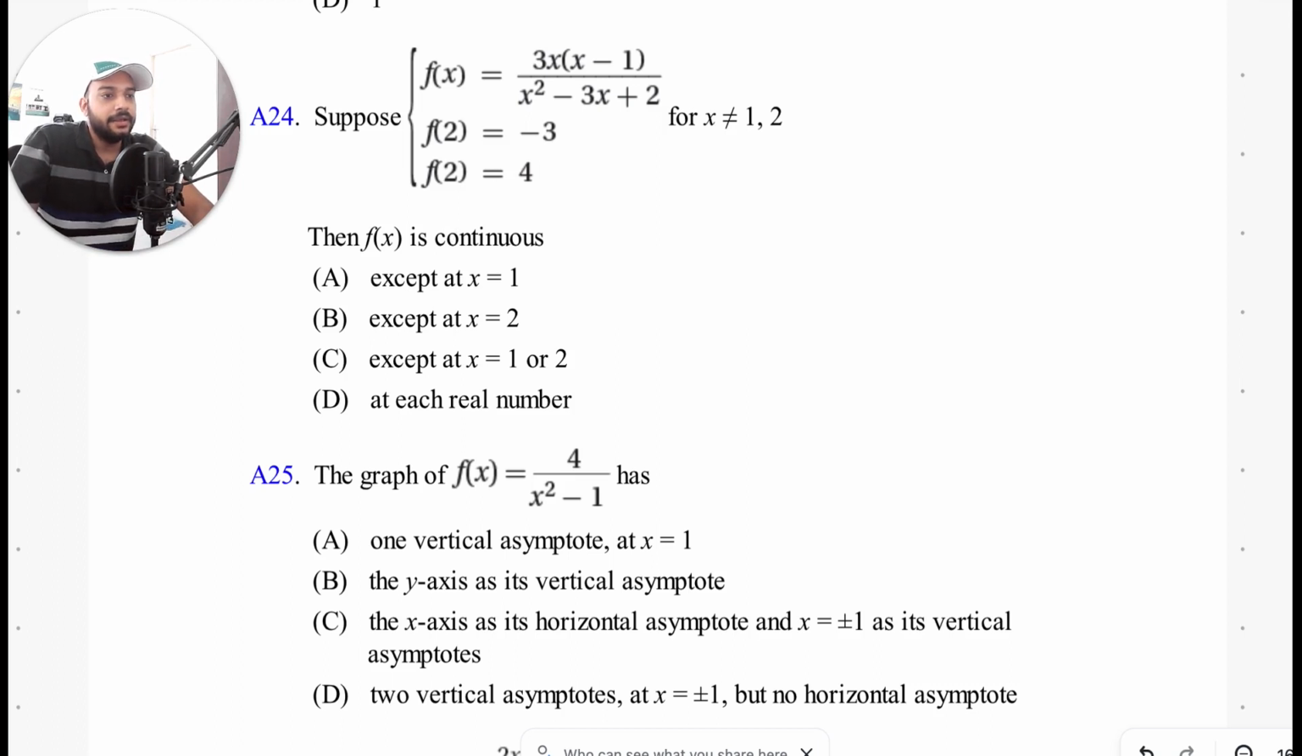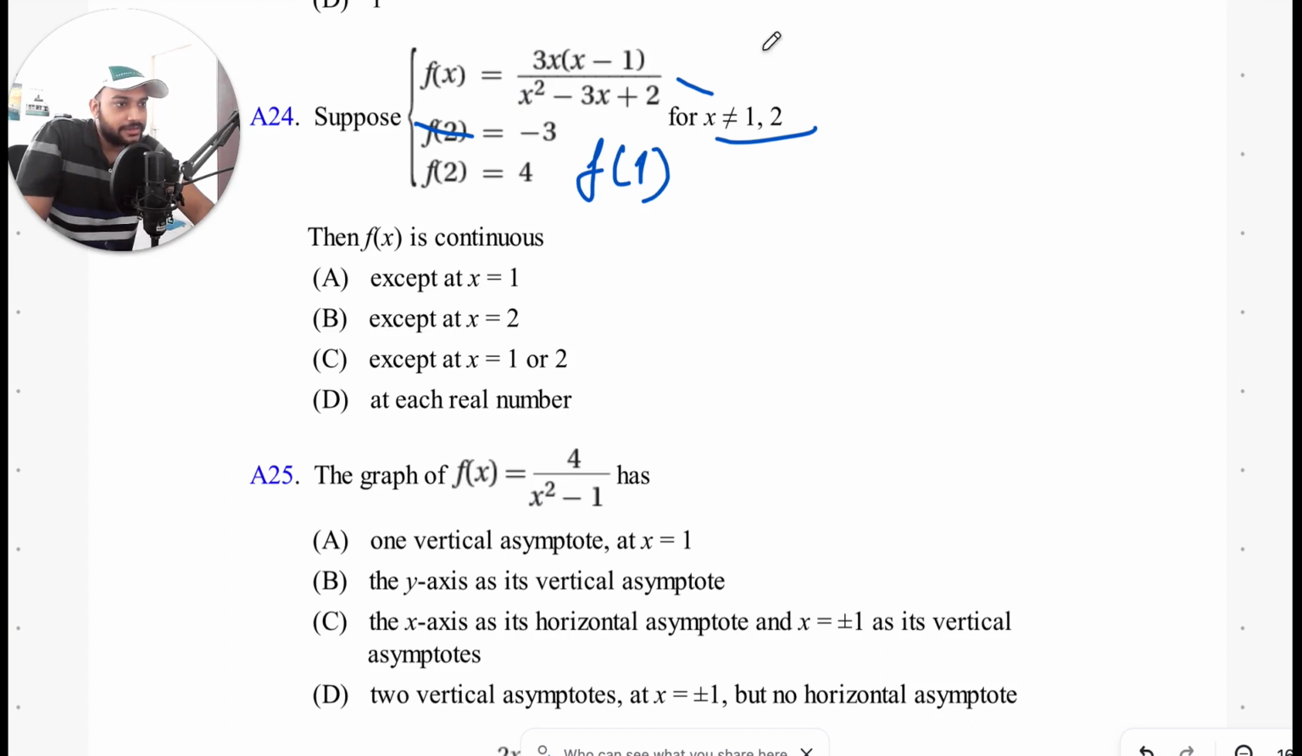Okay. So A24. Suppose f(x) is equal to, there are three definitions of f(x) given. The first definition is for when x is not equal to 1 or 2. This here is a misprint. It's an f of 1. This is not f of 2. And f of 2 is 4. F of 1 is -3. We need to check if it's continuous. So the most probable points of discontinuity are 1 and 2. X is equal to 1 and 2. So let's see what we can do here.